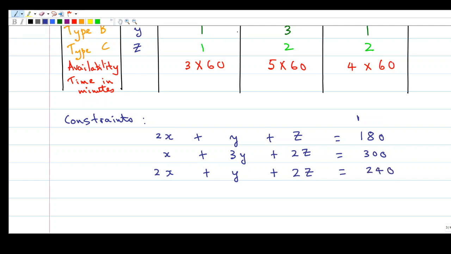Okay, they wanted us to formulate but not solve the problem. So this is the formulation of the model. We end up with 3 linear equations in 3 unknowns. Right, we move on now to the next problem.